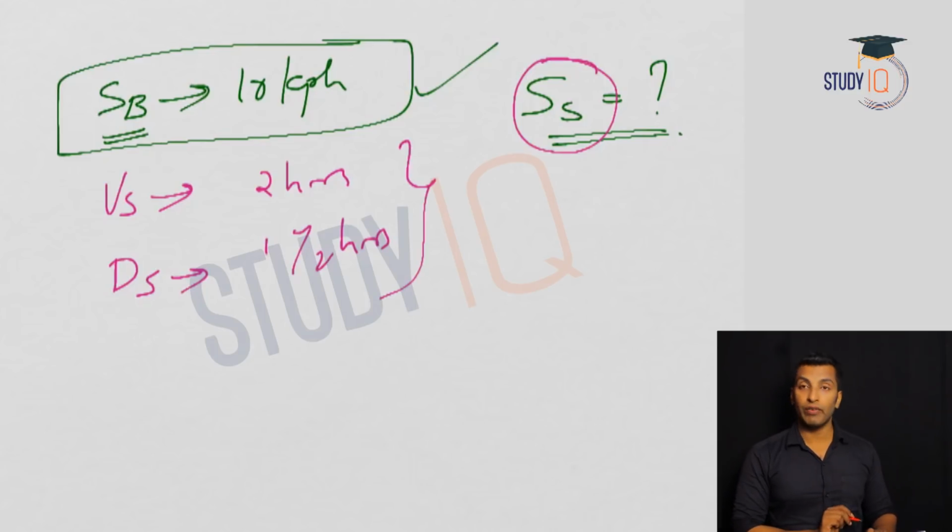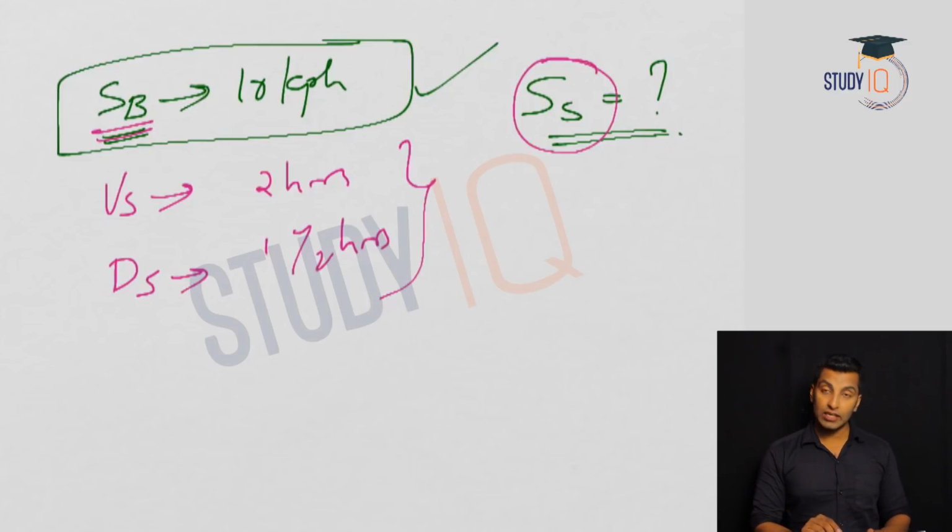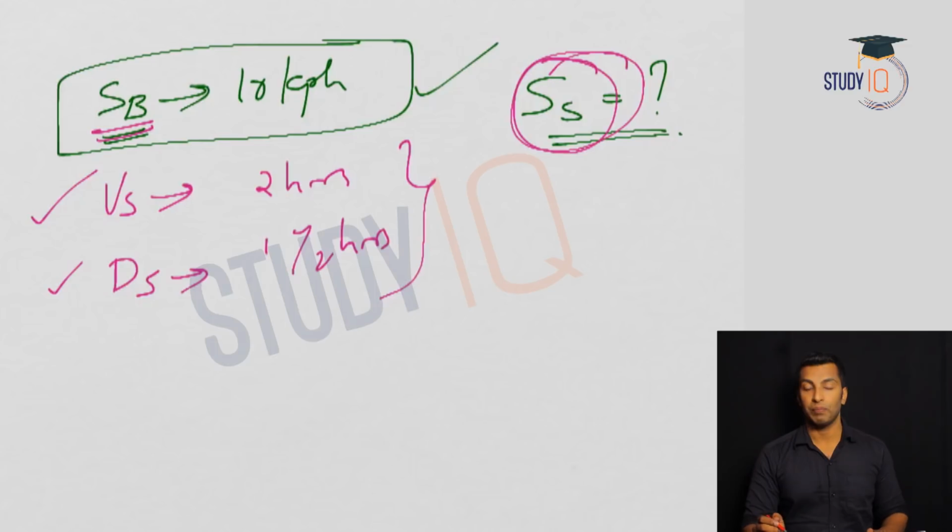Okay, so this is what is given. If you look at this question, speed of the boat is given, upstream time taken is given, downstream time taken is given, speed of the stream is what they are asking. So this is a moderate question. Now here, how will you solve this question?